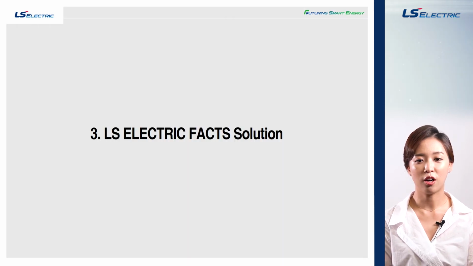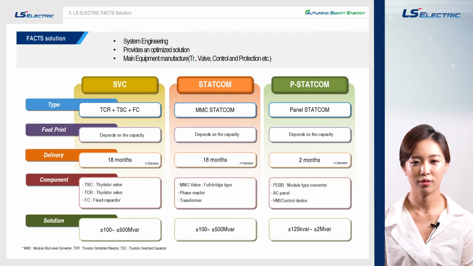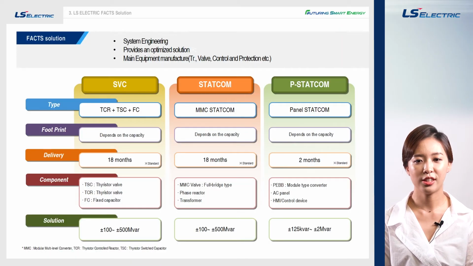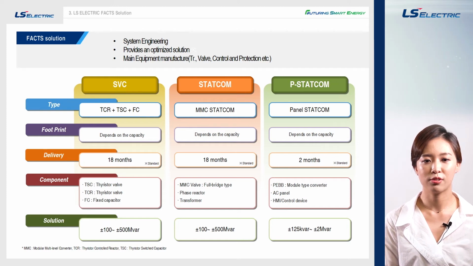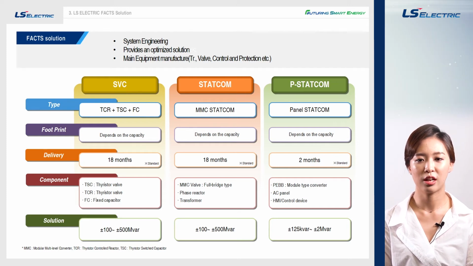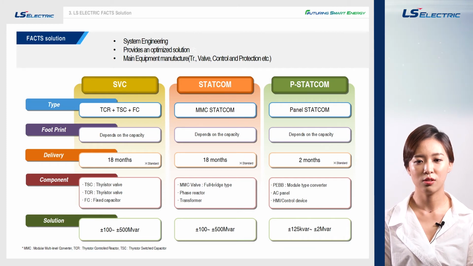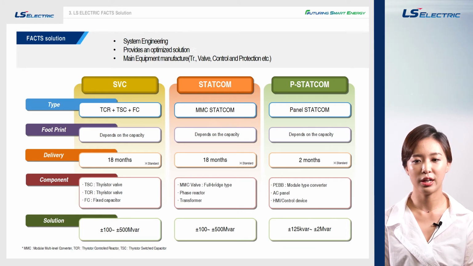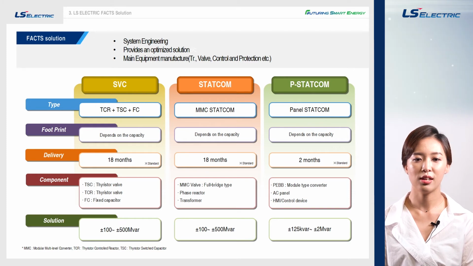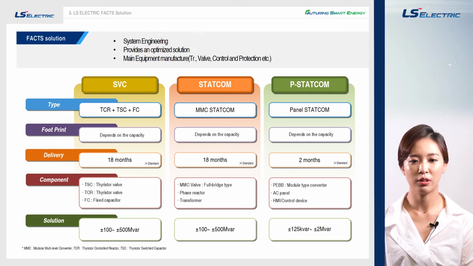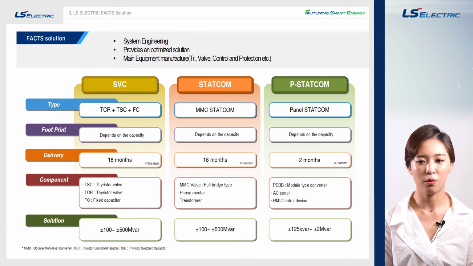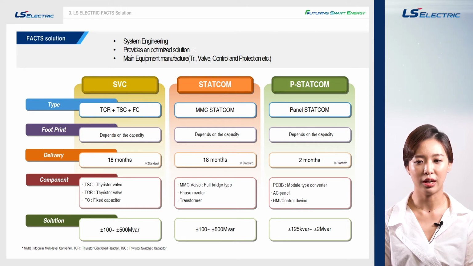So from now on, I would like to introduce LS Electric FACTS solution. Based on automation and electronic technology, we've started to develop our own FACTS technology since 2015. LS Electric's FACTS solution is mainly divided into 3 types: SVC, STATCOM, and P-STATCOM. SVC and STATCOM, which are for high capacity, are building type, and P-STATCOM for low capacity is a panel type.